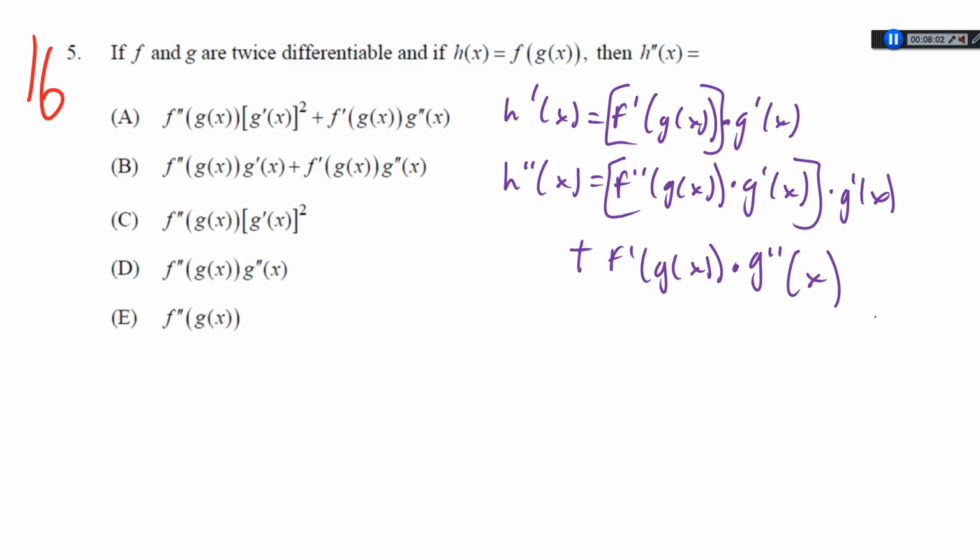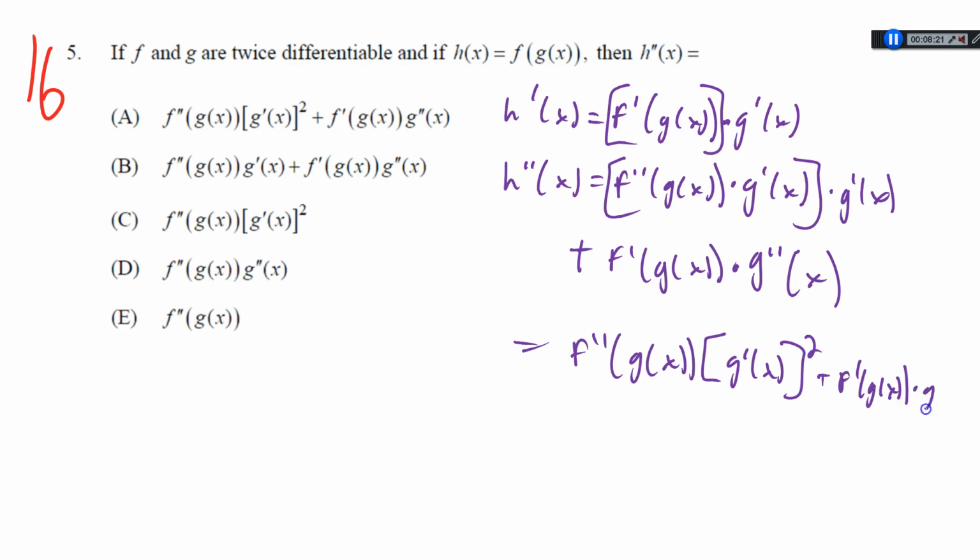Now we're probably going to have to do some algebra to figure this out. Let's see. So that is f double prime of g of x. That only happens once. G prime times g prime, that is g prime of x squared. And then we add to that, let's see, f prime times g double prime. So f prime of g of x times g double prime of x.